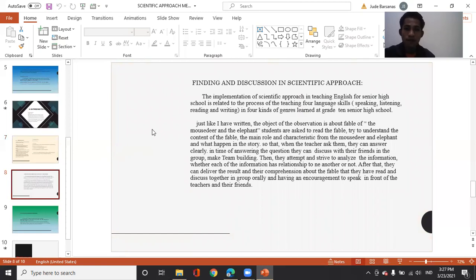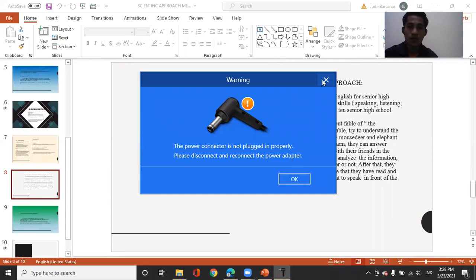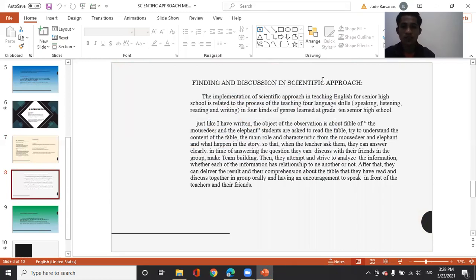And let us together look at the findings and discussion in the scientific approach. The implementation of the scientific approach in teaching English for senior high school is related to the process of teaching and learning skills like speaking, listening, reading, and writing in four kinds of genres learned at the grade of senior high school.